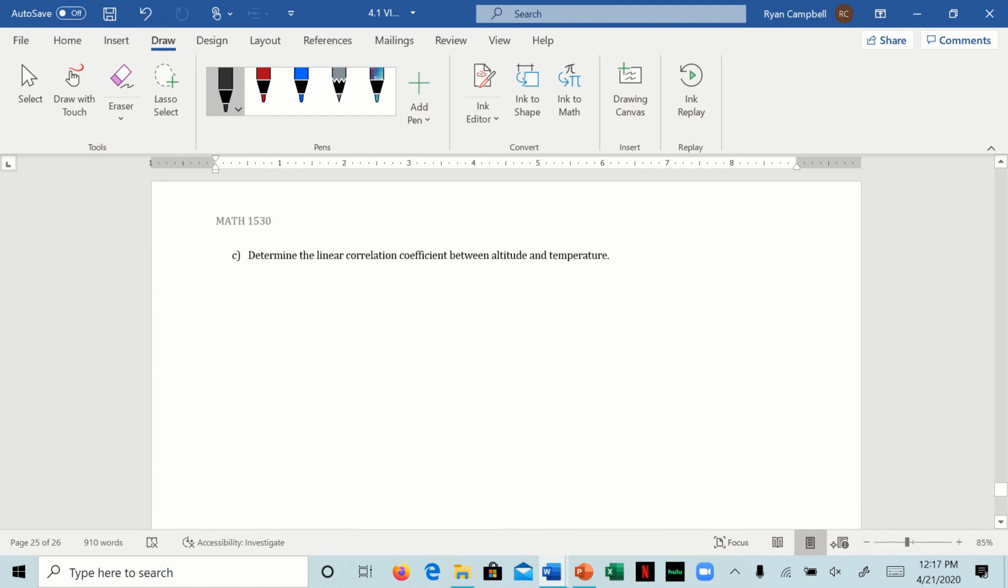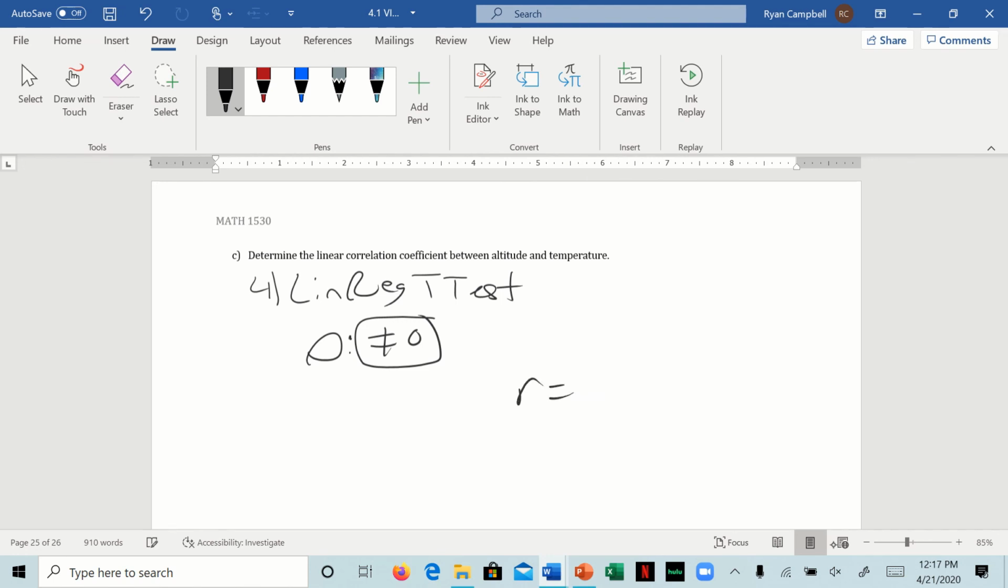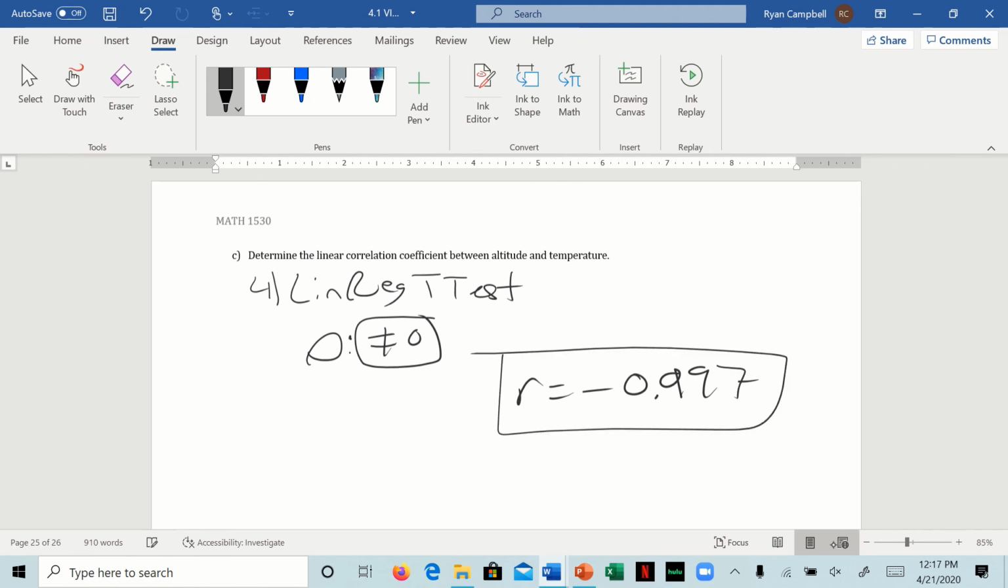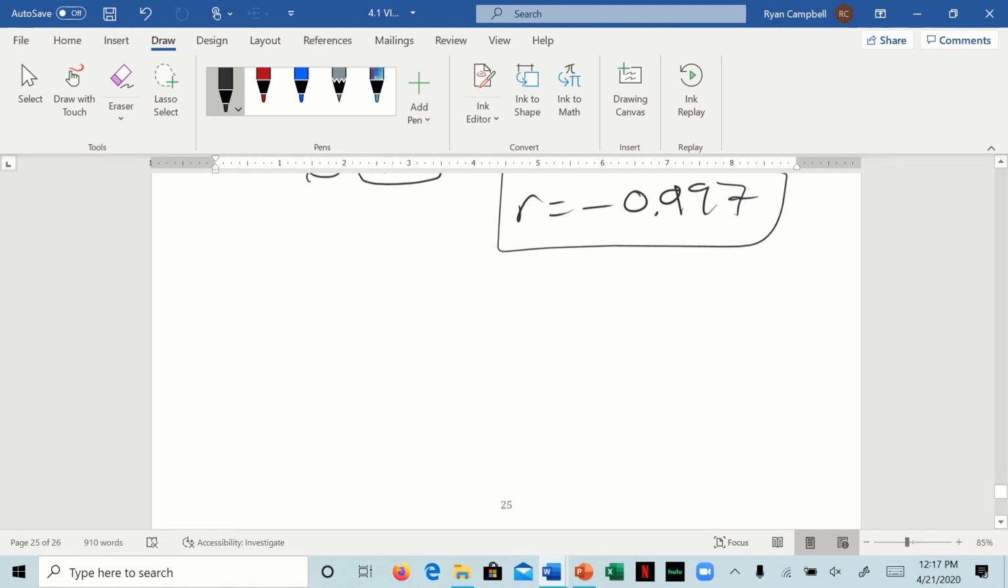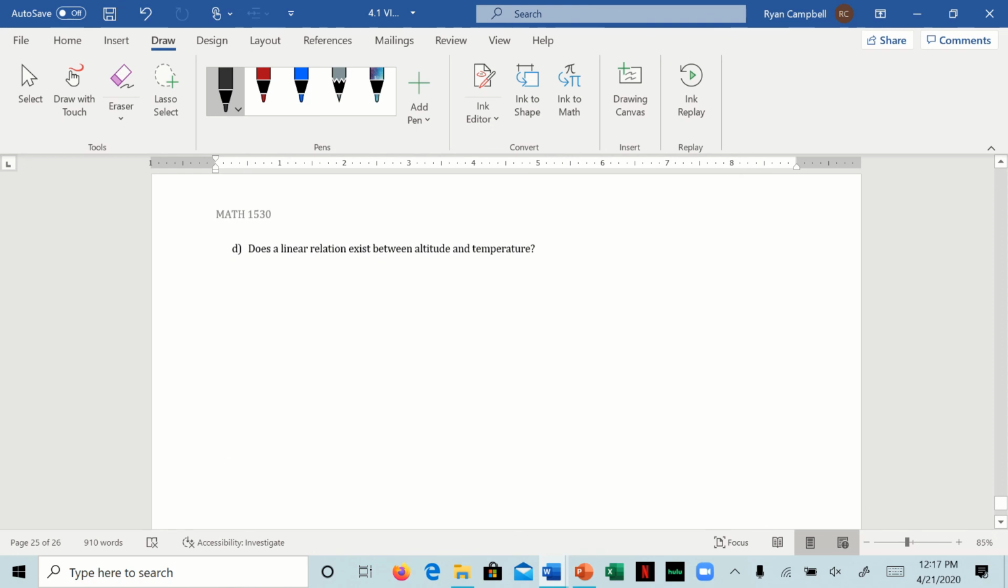All right, well, let's actually figure it out. So we're doing linreg t-test. Make sure your rho does not equal 0. It is, so moving on. And when we see this, we're getting -0.997. Yeah, this is where the -0.997 comes into play, which is super close to -1, right? All right, so is it linear? Probably, but you've got to prove it.